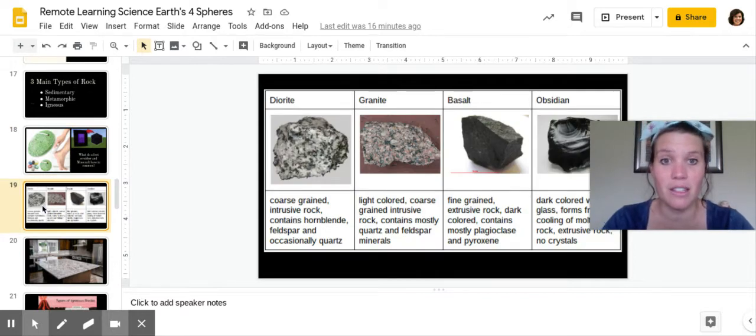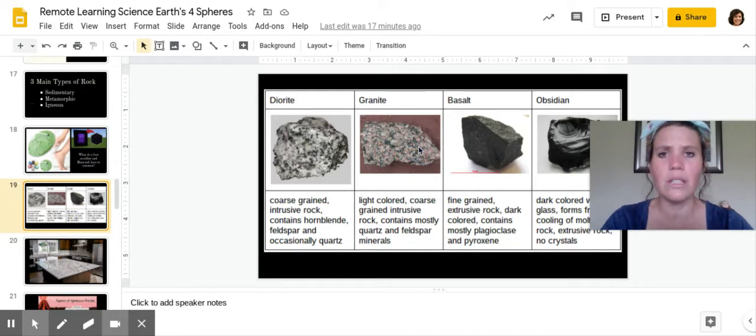Now, here are some other examples of common igneous rocks. We have diorite and granite, which look very similar. We have basalt and we have obsidian. Diorite and granite look very similar because they have crystals and minerals that have formed, and quartz, and you can see them, obviously. Basalt just looks like a plain black rock. Obsidian is this black, glassy rock, okay? These types of rocks cooled and hardened very differently.